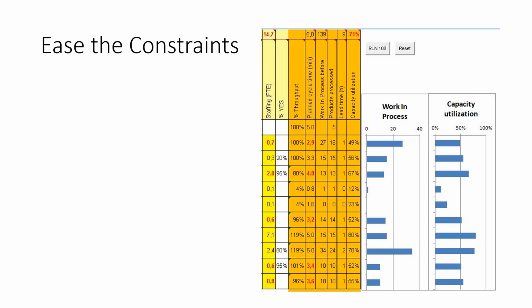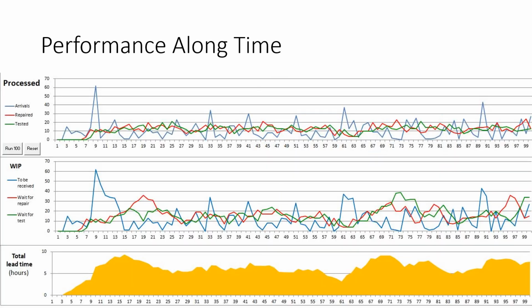These small increases have increased the overall staffing by 1 person, and in this way, we have reduced their capacity utilization. You can now see that their cycle has been reduced well below 5, the takt time. The result will be a reduction of the average overall lead time for the line. We can see the line performance along time now.